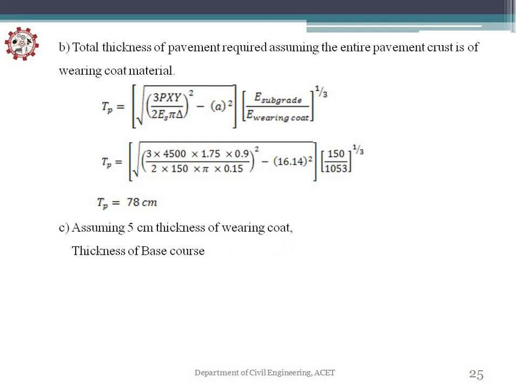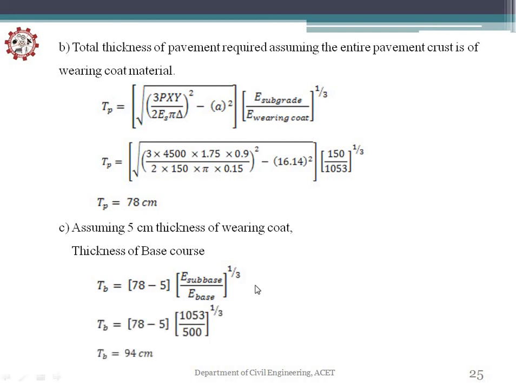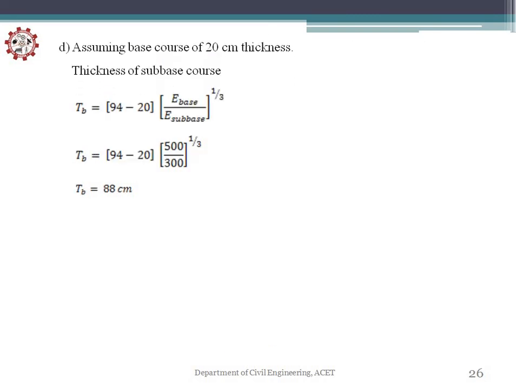So assuming 5 centimeter thickness of wearing coat, the thickness of base course will be TP 78 minus 5 centimeter into E subbase upon E base raised to 1 by 3. Taking the values in the formula, TB is coming to 94 centimeter. After that, assuming a base course of 20 centimeter thick, the thickness of subbase is 94 minus 20, as we are assuming this, times E base upon E subbase, 500 upon 300, raised to power 1 by 3. So TB you are getting as 88 centimeter.